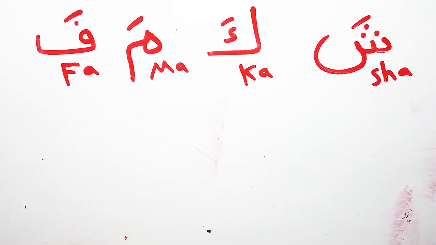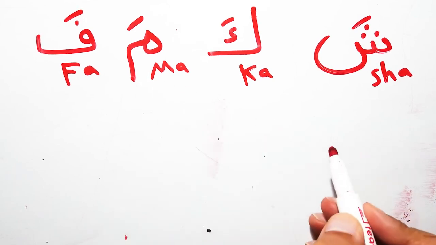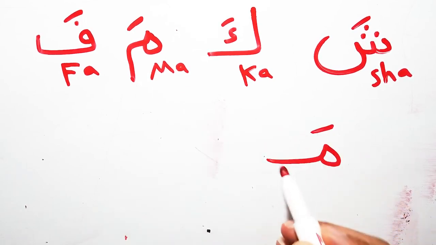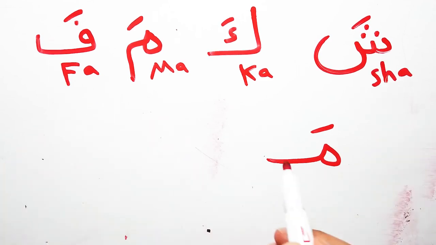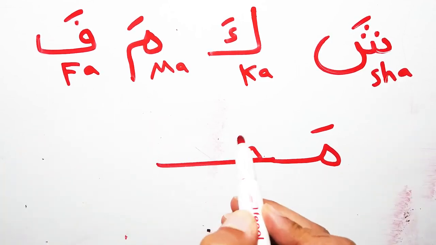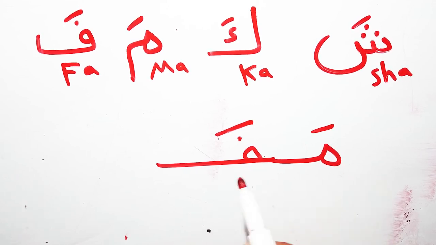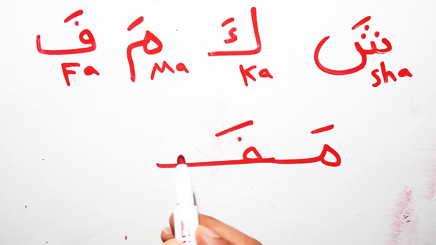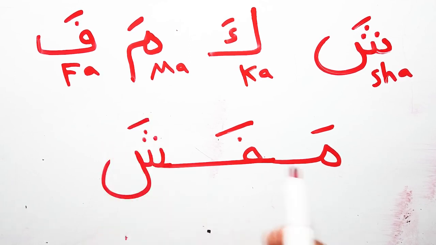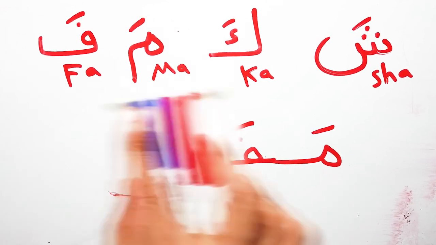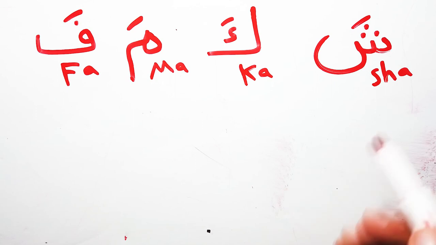Okay, let's start with ma in the beginning. Ma, and then let's add fa in the middle. Mafa, mafa, sha. Mafasha, mafasha.